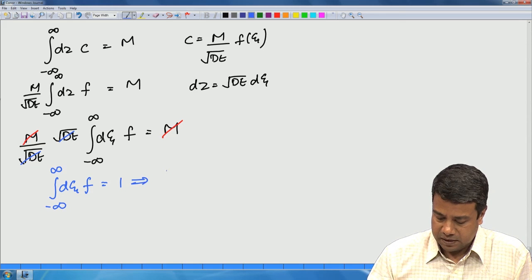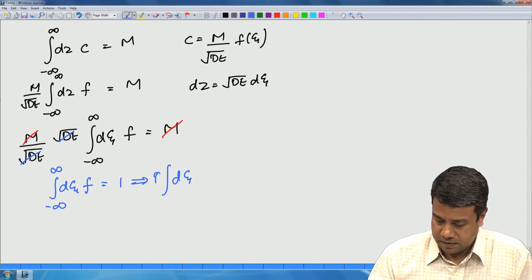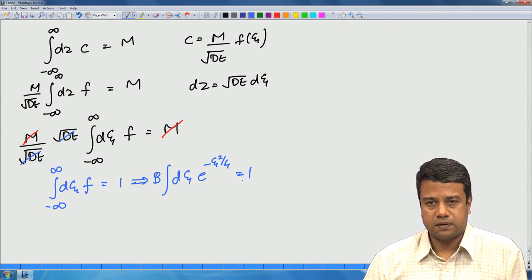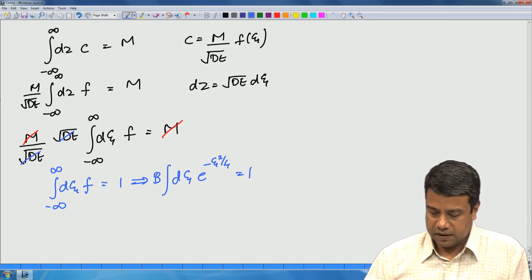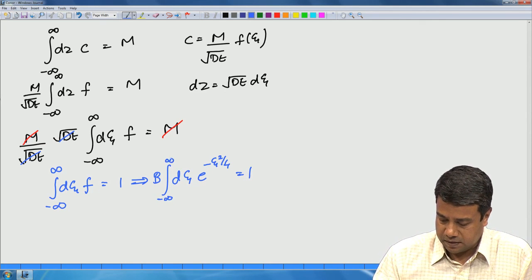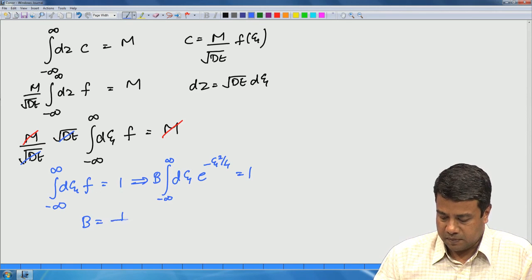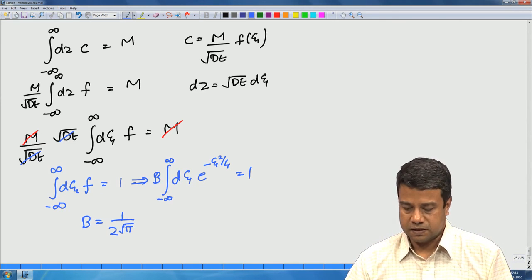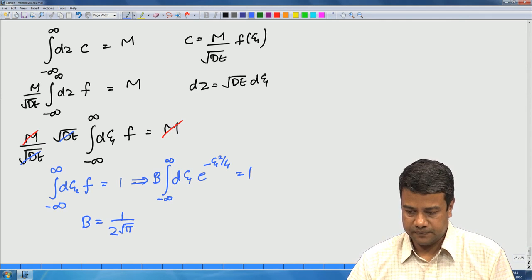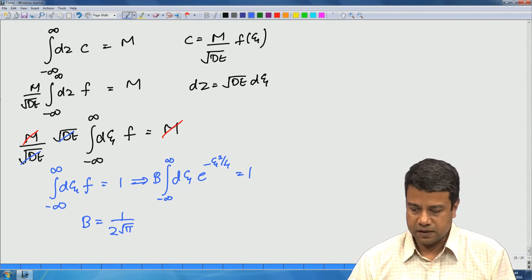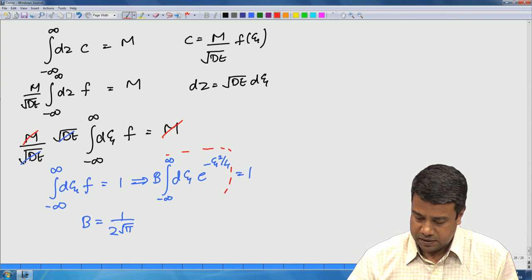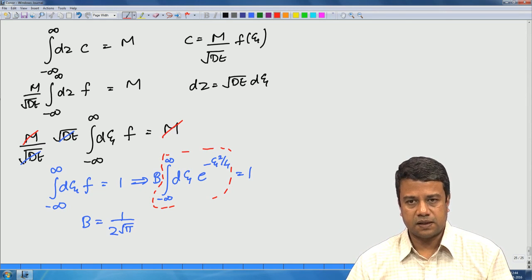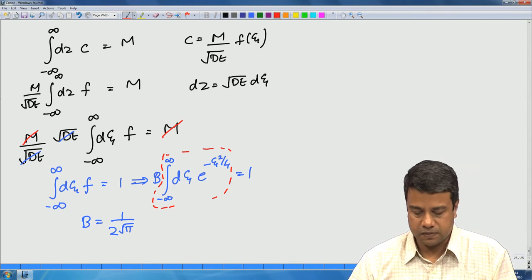And from this, when you do this integral, b will be equal to 1 by 2 root pi. So, that is the normalization condition for this function. B is equal to 1 over 2 root pi, because the integral from minus infinity to infinity, this term is just equal to 2 times root pi. This term, if you do the integral, it is a Gaussian integral. You cannot do it analytically in the simple way, but if you do it numerically, you will find that it is equal to 2 times root pi.